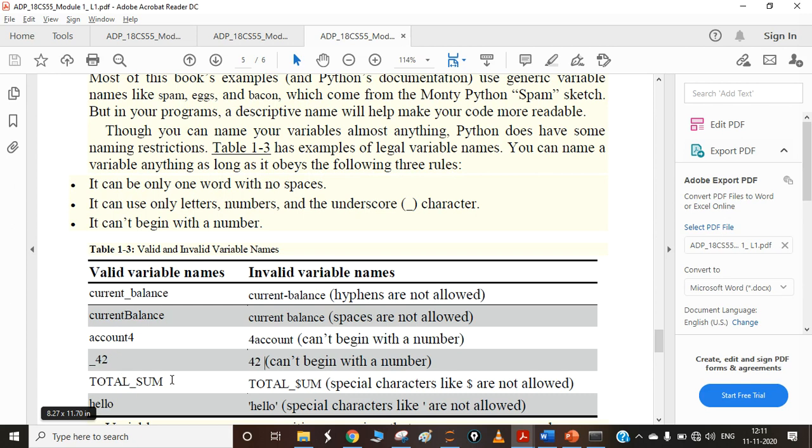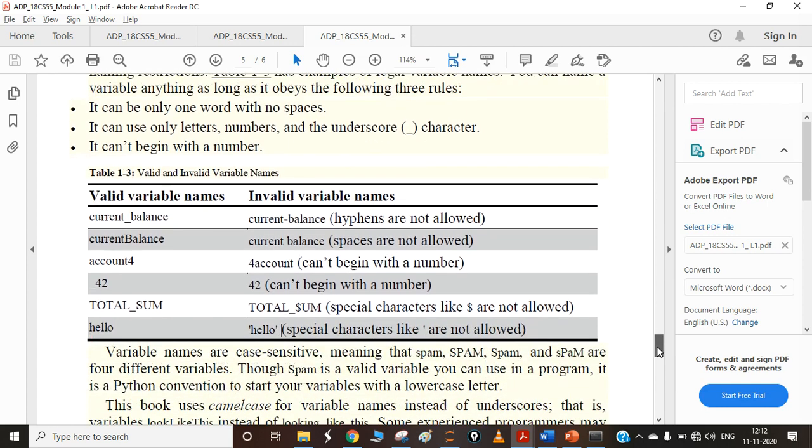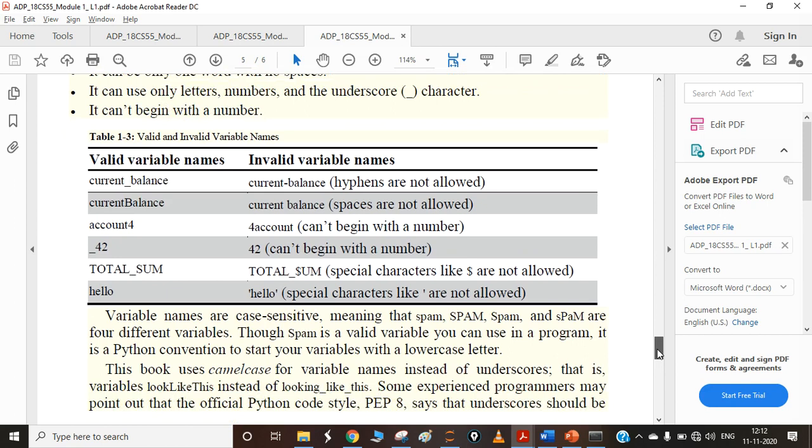Here the variable name is totally in capital letters, that is also allowed. But here we have used a special character, dollar, which is not allowed. Again here, hello, this is valid. But here we are using special characters like quotes. Quotes are not allowed in a variable name, we should not use quotes either. So these are the rules we follow while choosing names for variables.